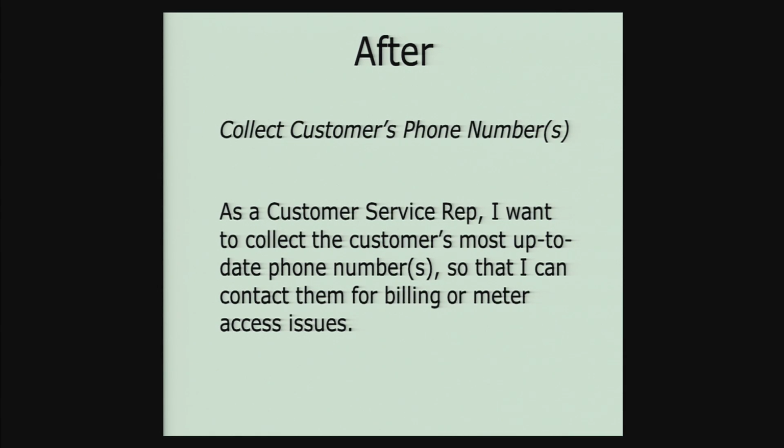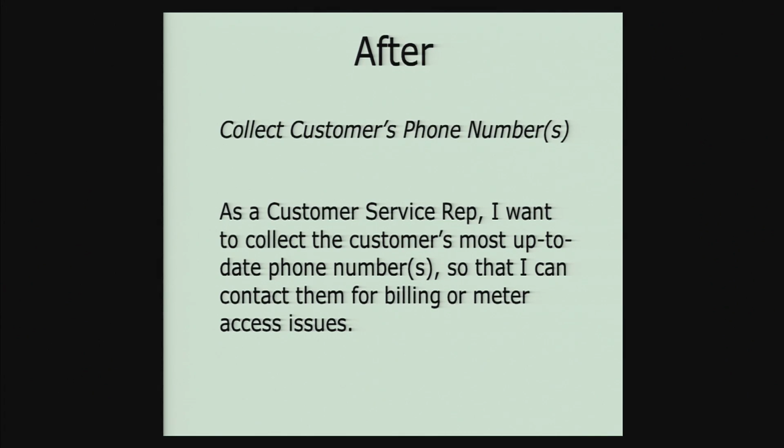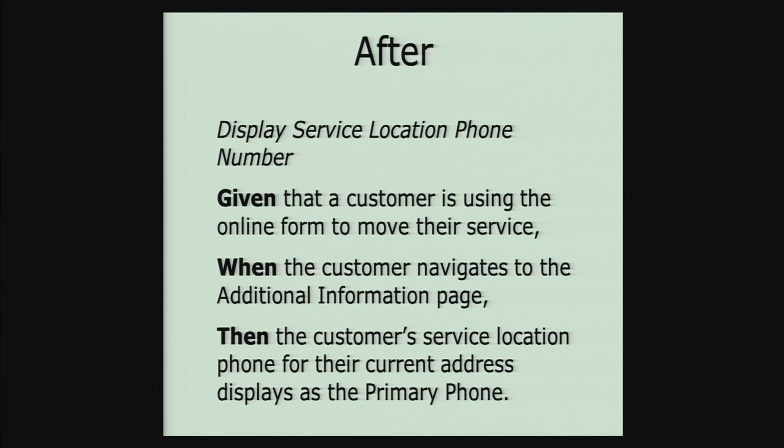So when we started using this, they agreed to try it on a temporary basis and see if it helped us get over this sort of misdirection that we were having. And so we started writing using this given-when-then. So at the after here, same story. As a customer service rep, I want to collect customers' most up-to-date phone numbers so I can contact them for billing and meter access issues. We ended up with multiple pieces of acceptance criteria, just like we did before, but we were able to combine a couple of those.